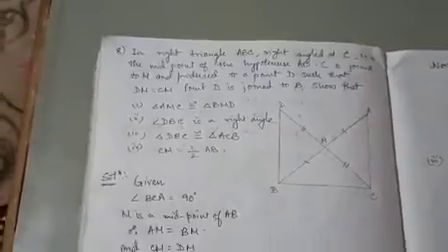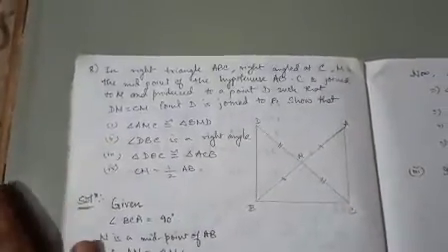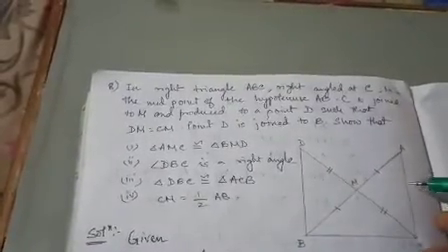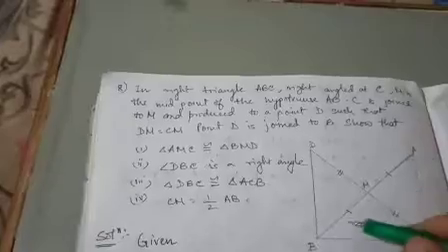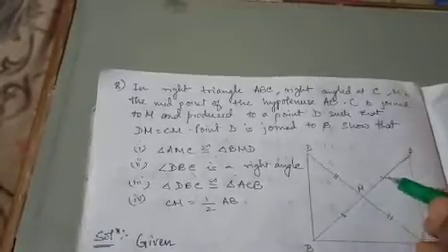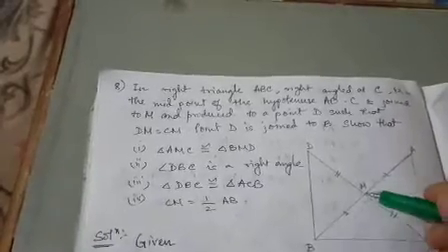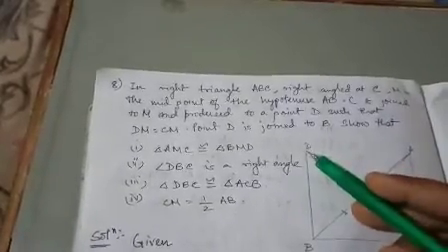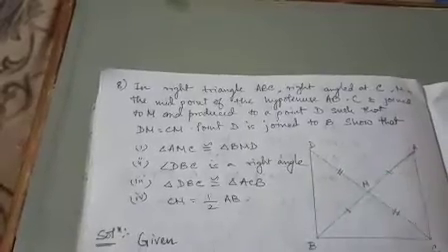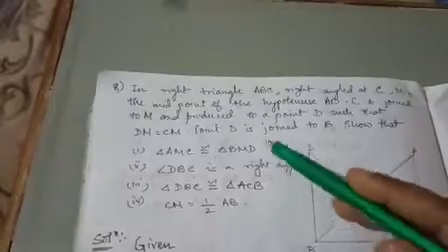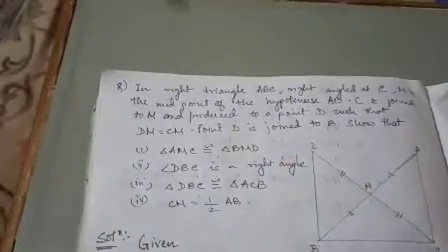So in the diagram you can see that it is said, in a right angle triangle ABC, right angle at C, so this angle is 90 degrees. M is the midpoint of the hypotenuse AB, so BM is equal to AM, we have already got that. C is joined to M and produced to D such that DM is equal to CM, and D is joined to B. Show that these four are what is required to be proved.